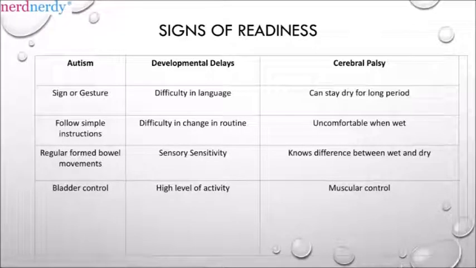Signs of physical readiness include if the child is able to tell you when he or she is about to urinate or have a bowel movement through his or her facial expressions, posture, or by the words that he or she may use. Another sign could be whether the child can stay dry for at least 2 hours at a time and whether he or she is able to have regular bowel movements.